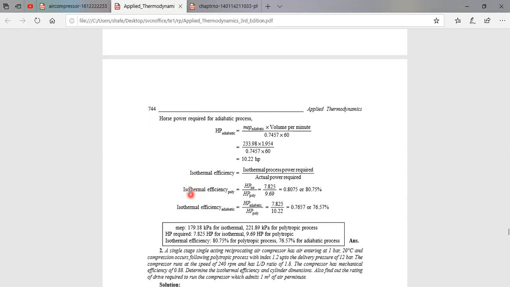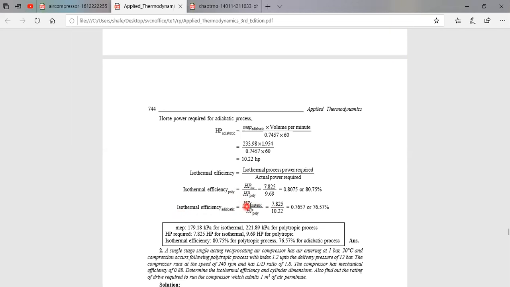Now, finally, you have three efficiencies. First is isothermal efficiency, that is isothermal power divided by actual power. Our actual power is always the polytropic power, so the denominator 9.69 is constant. If I take the isothermal power in the numerator, it's called the isothermal efficiency with respect to the polytropic process. It's around 80.75%.